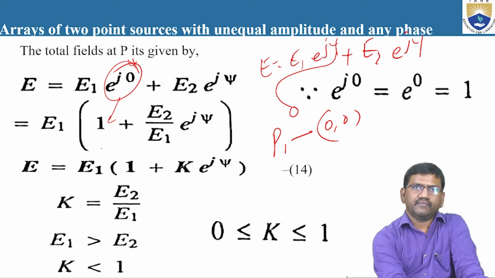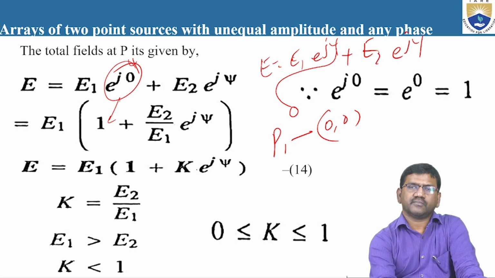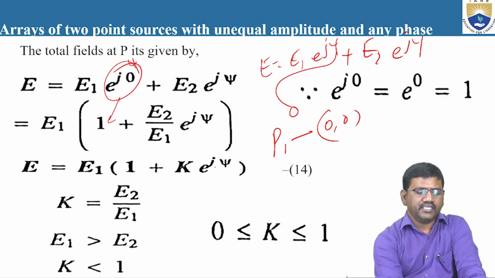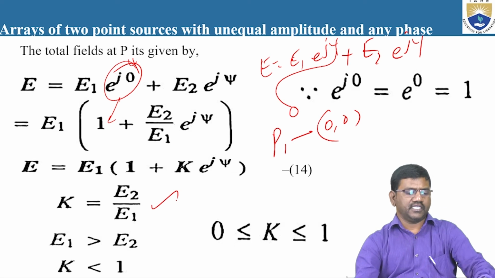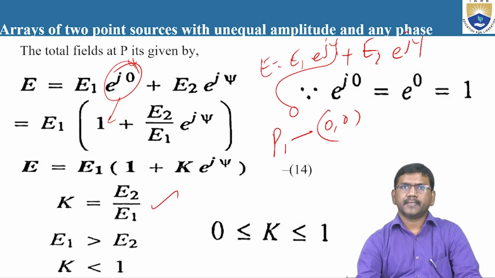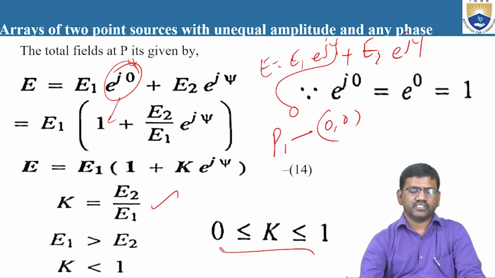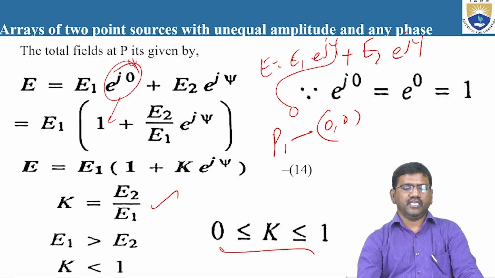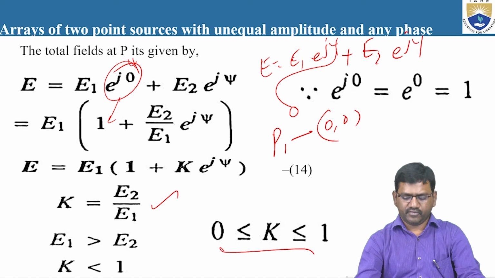Let us take E1 as common. If we take E1 as common, we get 1 plus E2 by E1 e power j psi. Let us assume E2 by E1 as some constant factor k. So E is equal to E1 into 1 plus k e power j psi, where k is equal to E2 by E1. We assume k is equal to E2 by E1, and since E1 is greater than E2, k is less than 1. So k lies between 0 and 1. So this is the electric field strength produced by 2 point sources with unequal amplitude and any phase, represented as E is equal to E1 into 1 plus k e power j psi.